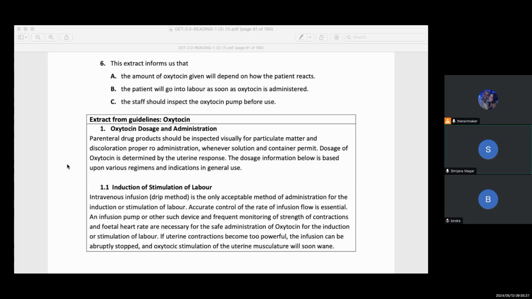B. B, no. How is it B? The dosage of oxytocin is determined by the uterine response. Hmm?